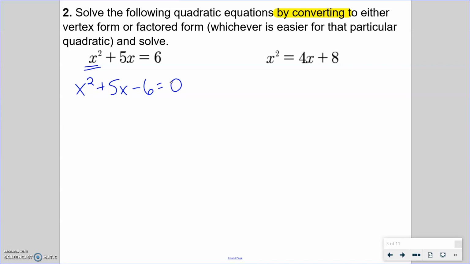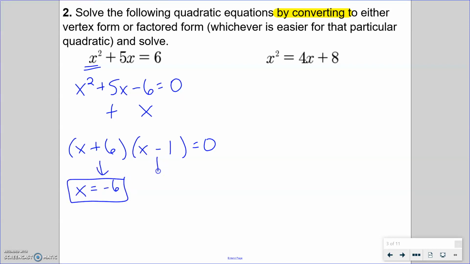Personally, for me, factoring is easier if it's possible. So if there are two numbers that add to give me 5 and multiply to give me negative 6, I think that's the better route to go. Like for me, that's easier. So let's see, 6 and negative 1. Let's see. Yep, that works. So when it says solve, one of my answers is negative 6. My other answer is positive 1.